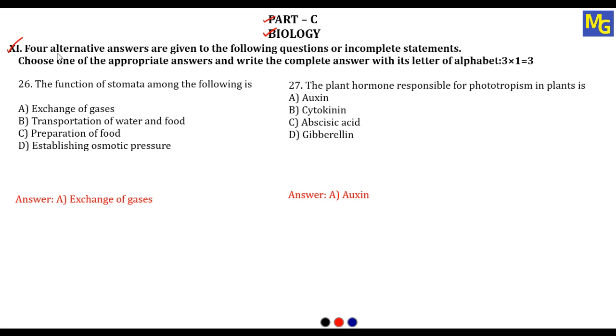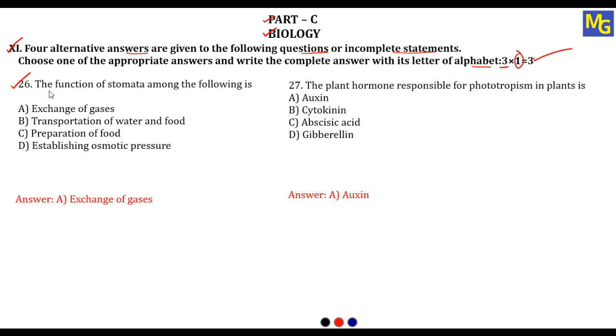So let's read. 4 alternative answers are given to the following questions or incomplete statements. Choose one of the appropriate answers and write the complete answer with its letter of alphabet. So here we have to answer 3 questions and each carries 1 mark. So we are going to get 3 marks from this section. It consists of the first question, question number 26.